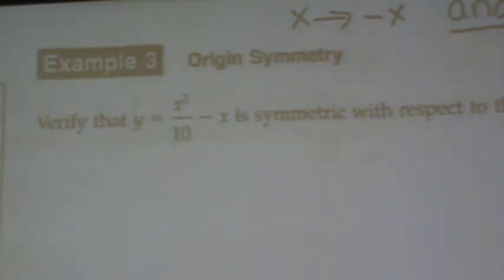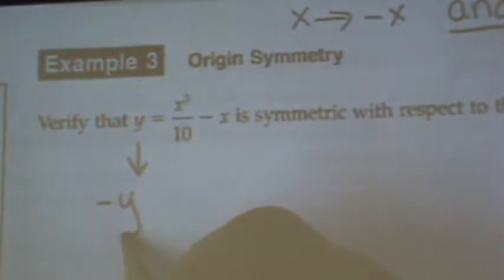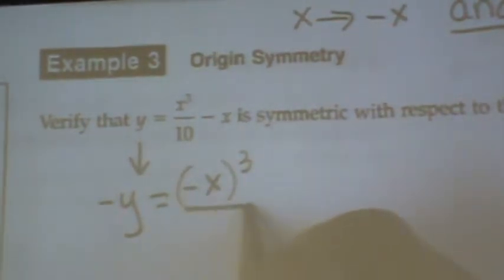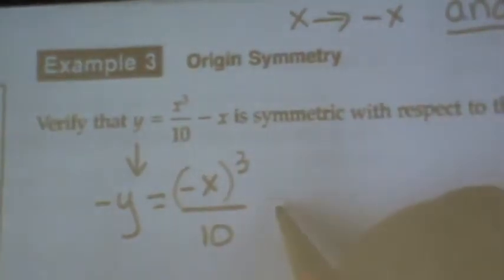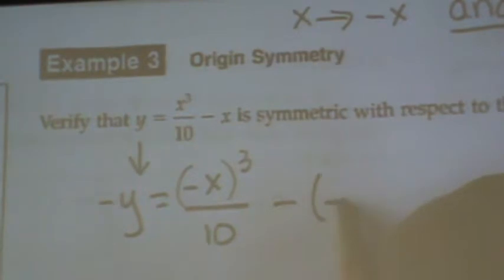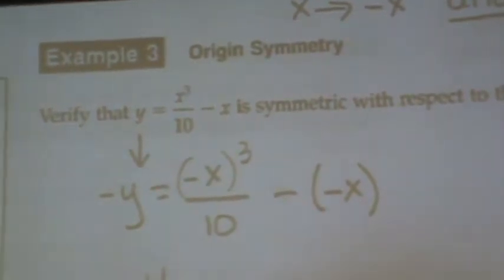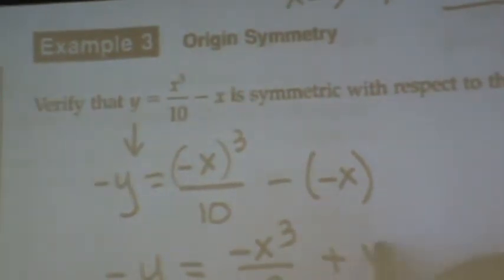What are you going to do? You're going to replace both variables. So you're going to take this one and you're going to put negative y equals negative x cubed over 10, minus x. And it's going to be a minus a negative x. So now let's clean this up. You end up with negative y equals negative x cubed over 10, and then this is going to be a plus x.